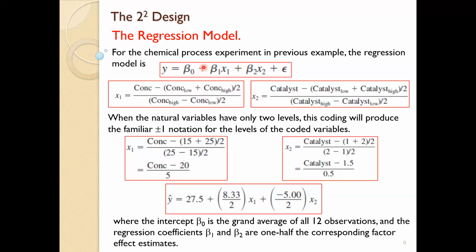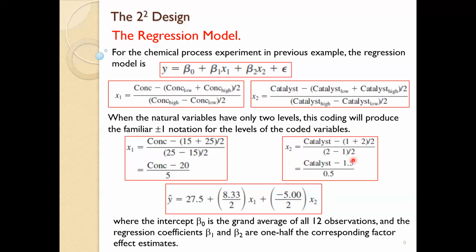This is y equal to beta 0 plus beta 1 x1 plus beta 2 x2. And then we represent x1 and x2 by the concentration minus the average of low concentration and high concentration, divided by high minus low divided by 2. This is the coded value. This coded value is only 1 and minus 1. This is also x2. For example, you calculate x1 with concentration low and high, 15, 25. That's right, 15, 25. You get x1 equal to concentration minus 20 divided by 5.